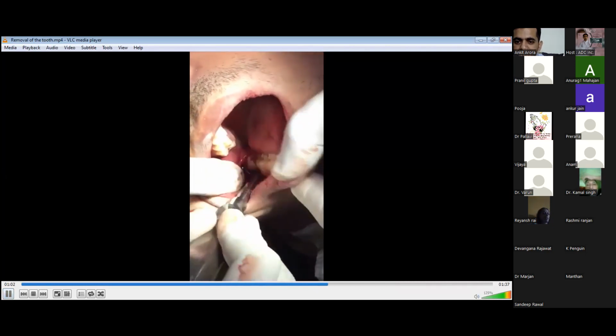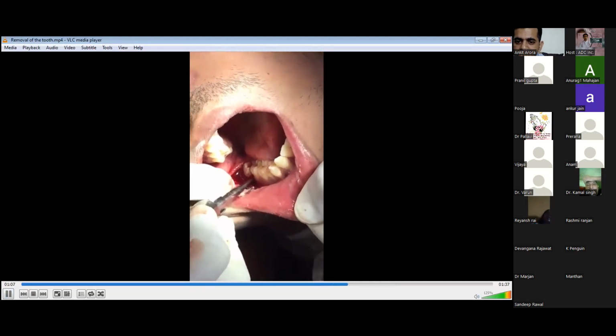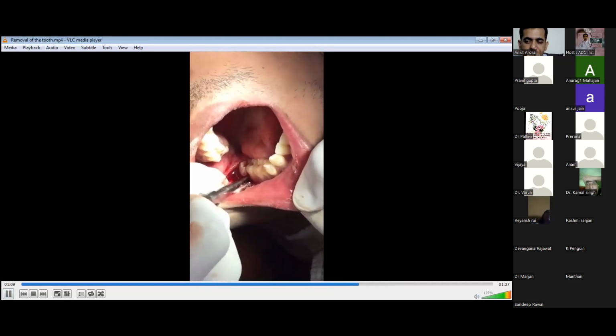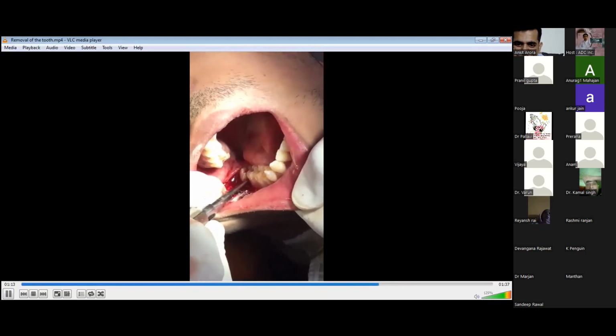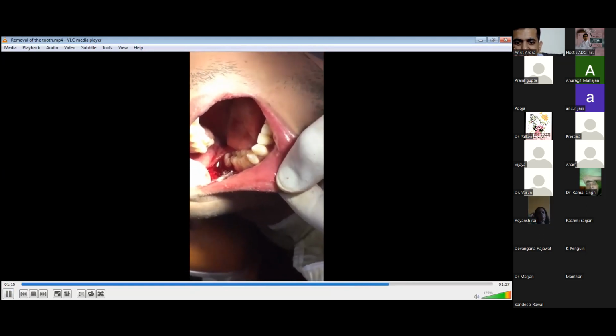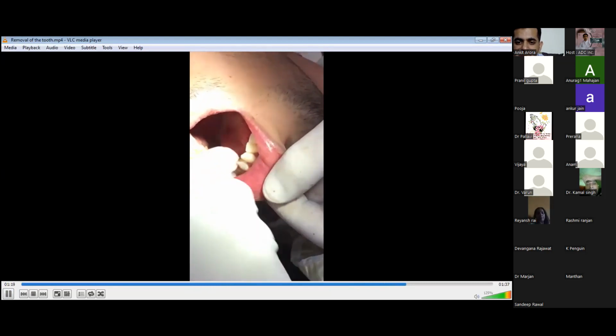You can see it again. We'll try to go as deep as possible, not at 1 to 2 mm below the CEJ. Now the moment it started moving, we have to keep moving the Coupland elevator as deep as possible. Before that, at the initial point, it was like this.